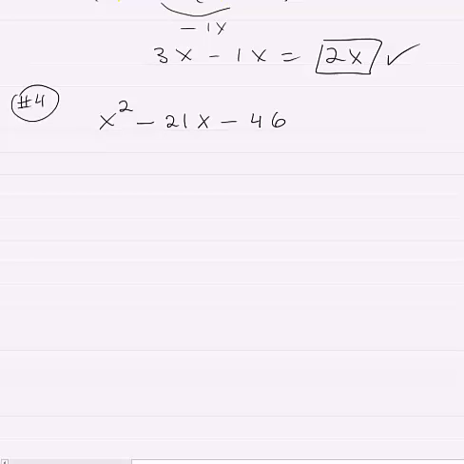Alright, now in this case, you have a larger number, okay? So you might have more work to do. However, the idea is still the same. You highlight the last term.